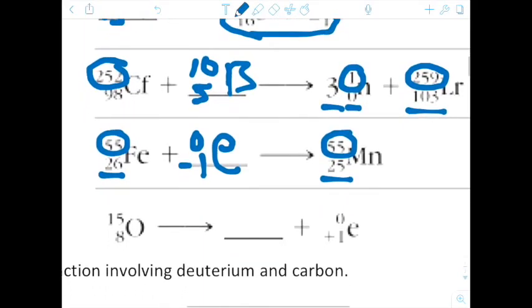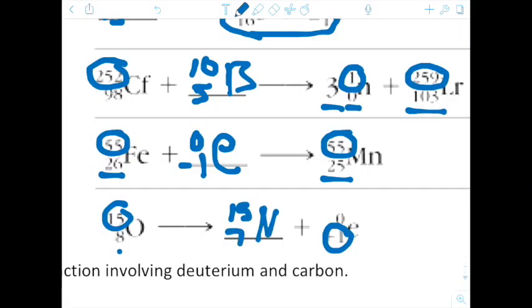And then oxygen. We have 15 on this side. We have a 0, so this has to be 15. We have 8 on this side. That means we need 8 on this side. We already have 1, so that means it is going to be 7. 7 protons would be nitrogen.